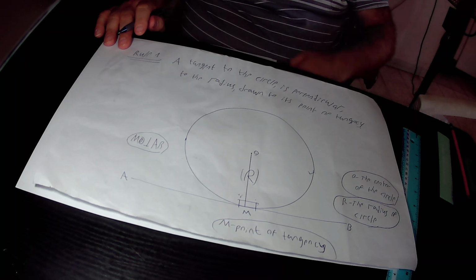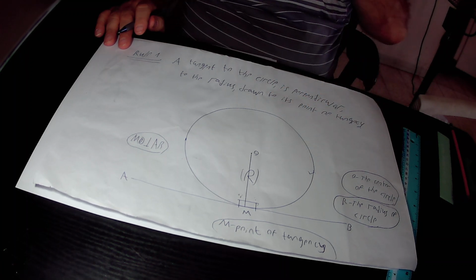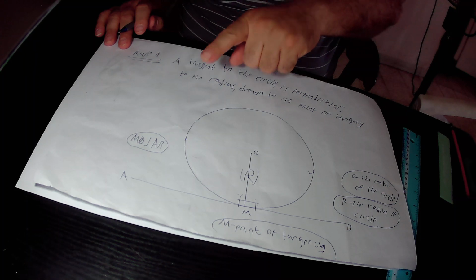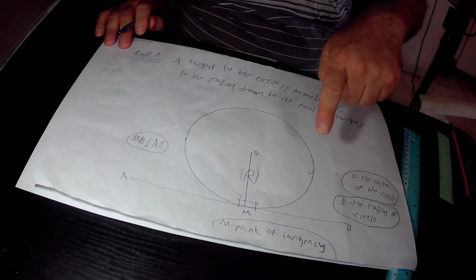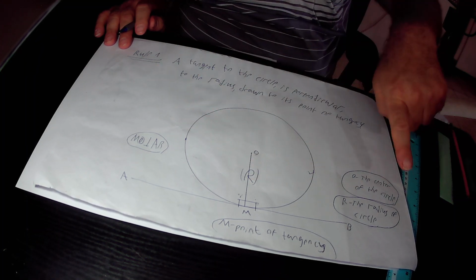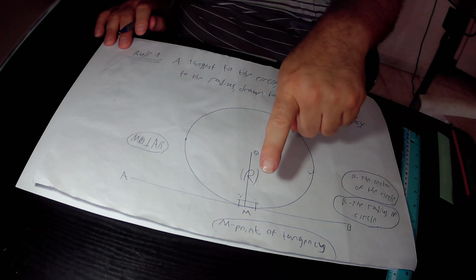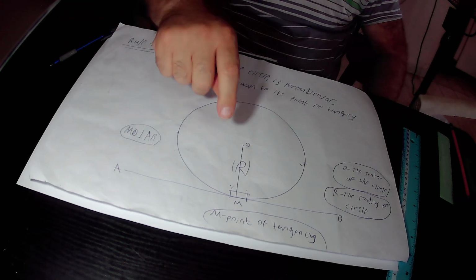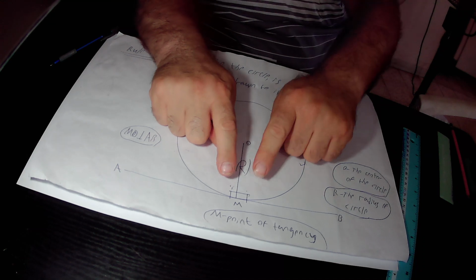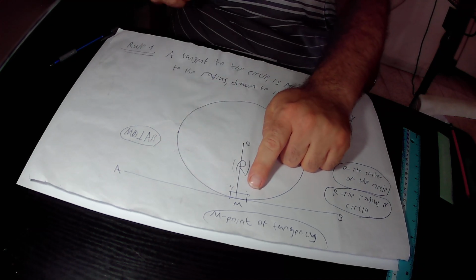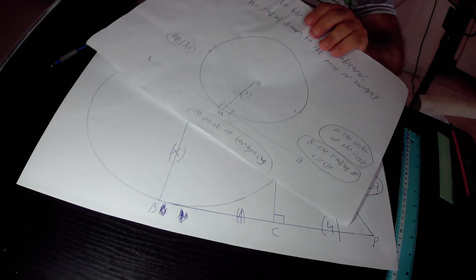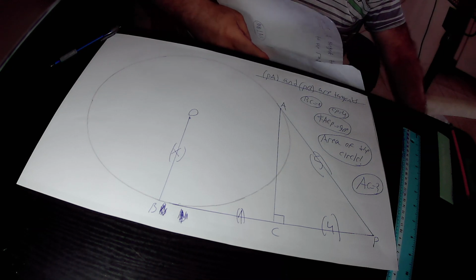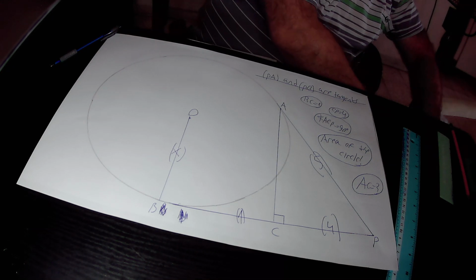And remember, whenever your radius is drawn to the point of tangency, then tangent AB will be perpendicular to the radius MO. If AB is perpendicular to MO, it means that this angle equals 90 degrees and this angle also equals 90 degrees according to this rule, rule 1. So we can actually implement rule 1 in our drawing.